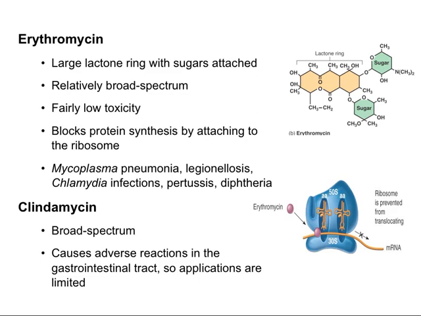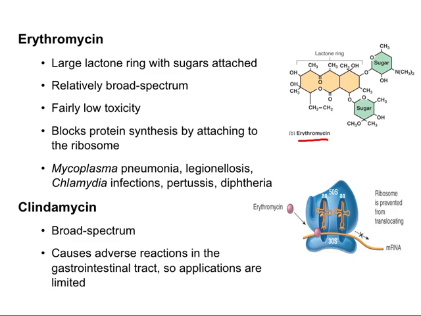Erythromycin is a large lactone ring with sugars added. You can see its structure here. It's relatively broad spectrum because it also acts on the ribosome and results in blocking protein synthesis. It has fairly low toxicity, but it's used for things like mycoplasma pneumonia, legionellosis, chlamydia infections, pertussis, as well as diphtheria.